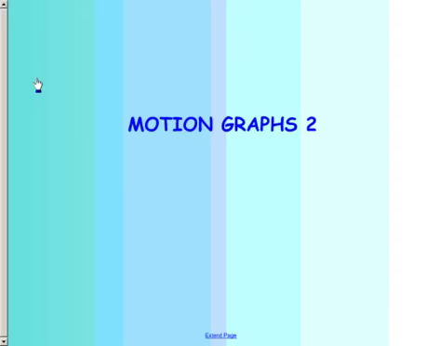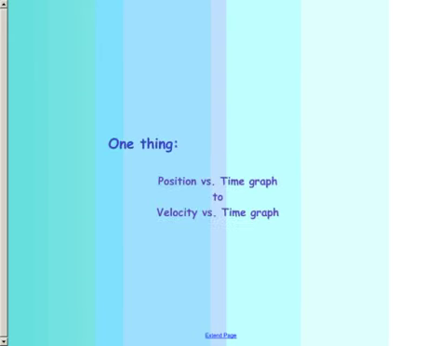Anyway, today we are going to do step number 2 in motion graphs. Last time we talked about making a position versus time graph, and we're going to move on from here. Basically, we're going to take the position versus time graph that we made last time and add to it a velocity versus time graph.